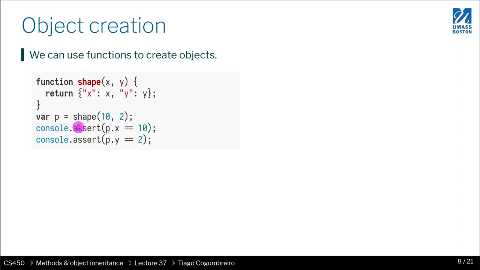So we're returning it. And then if we want to create a shape, we can just call the constructor passing 10 and 2, and that will create a shape P, or a point P, that has P of X and P of Y, right? Because we declared it this way. That's how we construct it. So it works as expected.